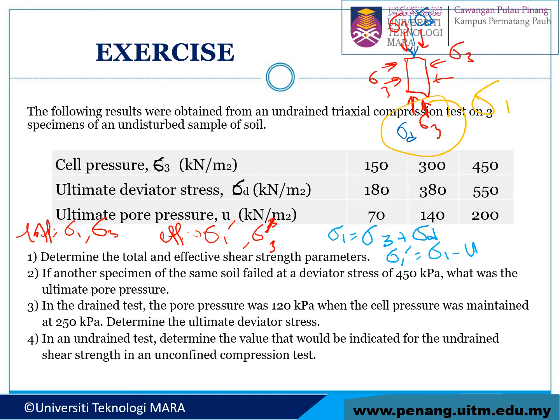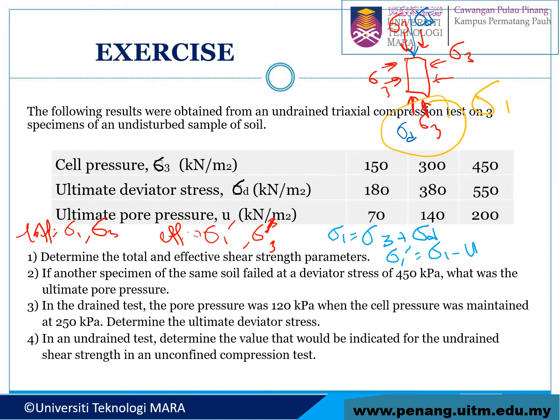And then second is another specimen of the same soil tested at an elevated stress of 450 kilopascal. What was the ultimate pore pressure? So you have to determine the pore pressure. How do you determine the pore pressure? U is equal to sigma 1 minus sigma 1 prime. That is how to determine the U value.